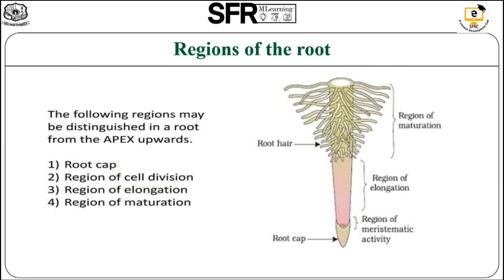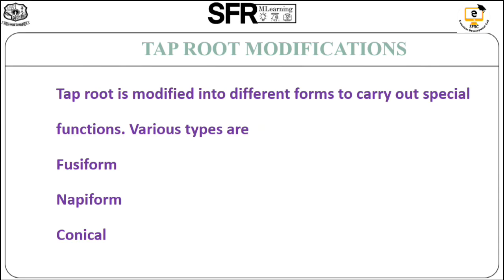Then you can see the region of cell division, the apical region. So the cells go on dividing and dividing without any differentiation. Then after that is the region of elongation, and towards the upper part you can see the region of maturation, where you can see the root hair. That is the main thing for the absorption of water, which is essential for the growth of the plants. Okay, so these are the regions of the root, the underground part. And now we can see the taproot.